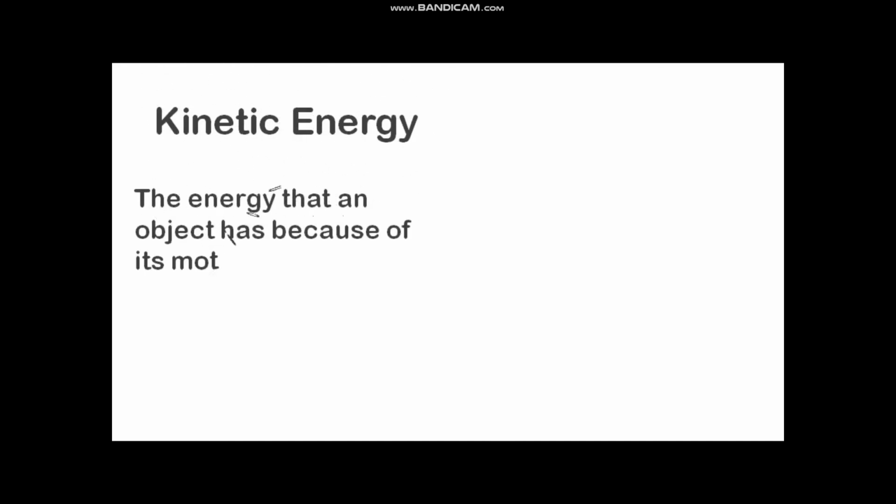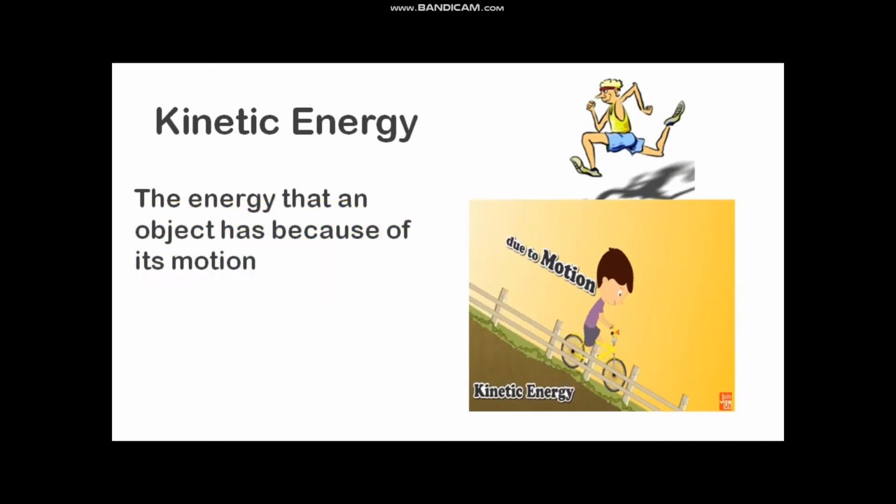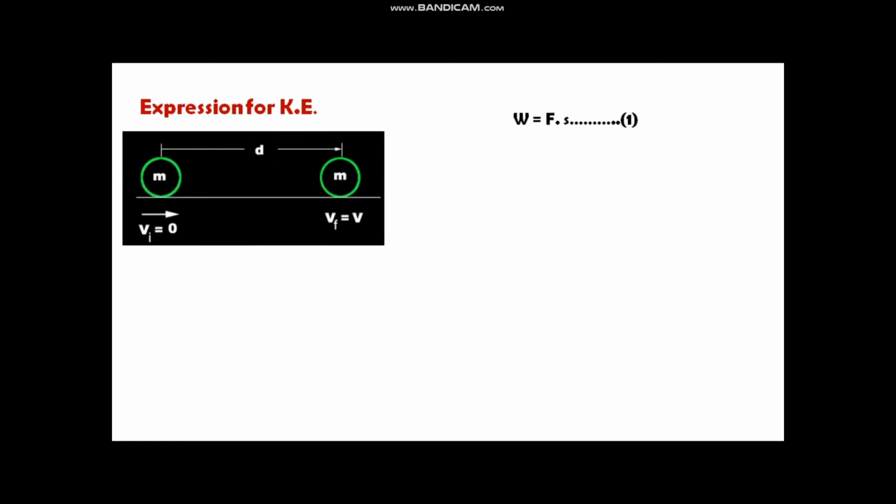Kinetic energy. As we know, the energy that an object has because of its motion is called kinetic energy. Here are some examples related to kinetic energy. We can also define kinetic energy as the work done on an object. By formula, work is equal to force into displacement.